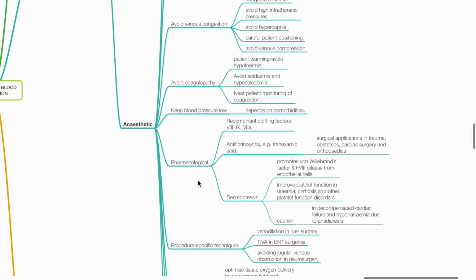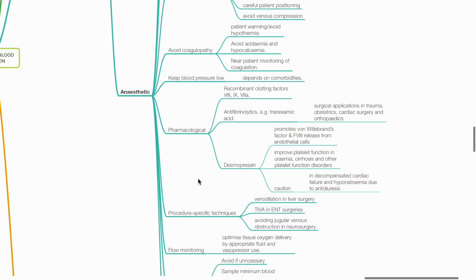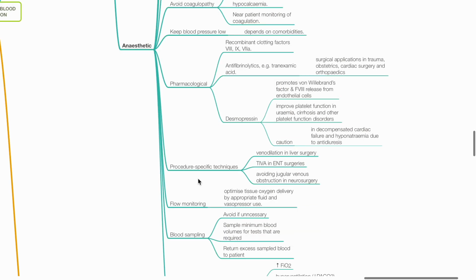Pharmacological methods include recombinant clotting factors 8, 9, and 7A, antifibrinolytics such as tranexamic acid, and desmopressin, which promotes von Willebrand factor and factor 8 release from endothelial cells, which improves platelet function. Use desmopressin with caution in decompensated cardiac failure and hyponatremia due to antidiuresis.